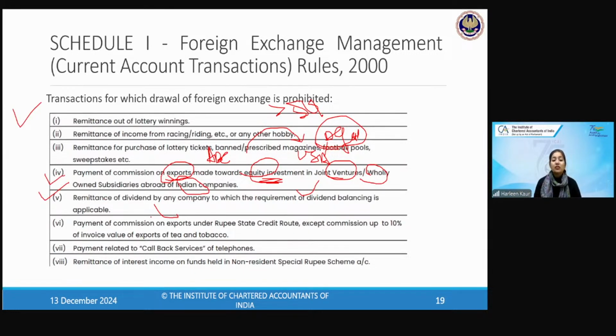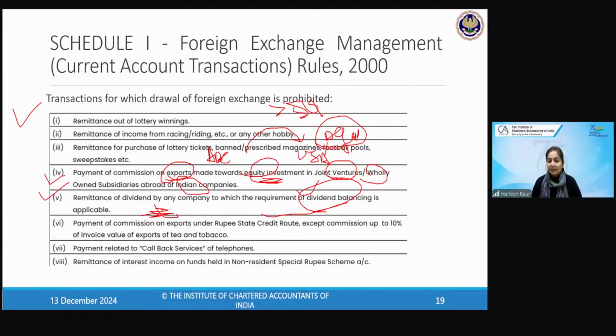Now let's move to remittance of dividend by any company to which the requirement of dividend balancing is applicable. Now, what is the meaning of dividend balancing? See, for example, I am an Indian company, and I have to pay money to a US company, and the US company has to pay certain money to me. I have exported the goods to the US company and I was to receive rupees from them. At the same time, this foreign company has invested in shares in my Indian company and I need to pay them the dividend. So I try to knock off this entry, that neither you will pay me the money nor I will pay you the dividend.